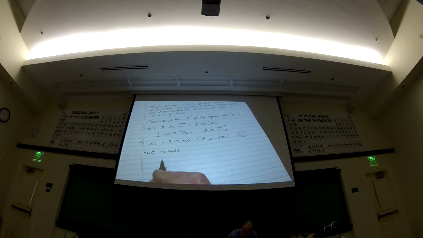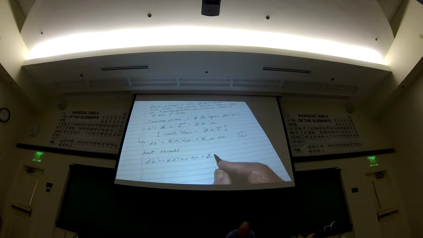Recall earlier today where we had dG for anything, could be the prime phase as well. It's equal to minus S prime dT plus V prime dP plus the summation of mu i dNi prime. That was our equation, one of the four equations expanded for open systems. I call that equation two.